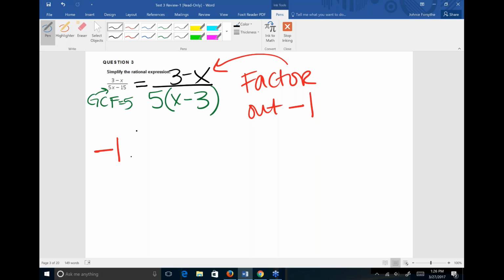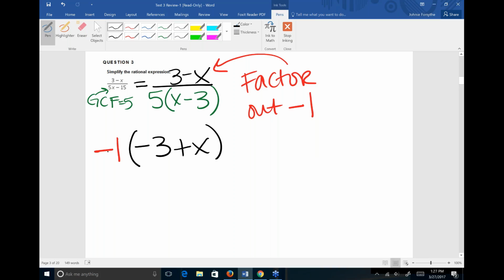What that is basically going to do is change our signs at the top. Because if we factor out a negative 1 from 3, we'll have negative 3. And if we factor out negative 1 from negative x, we have positive x. Remember, when you're factoring something out, you're doing the reverse of the distributive property. So remember that negative 1 times negative 3 is positive 3, and negative 1 times x is negative x.